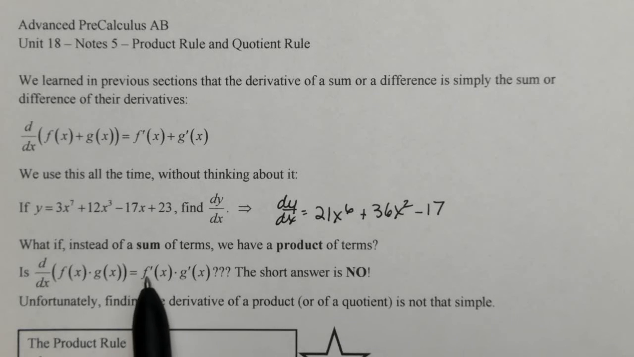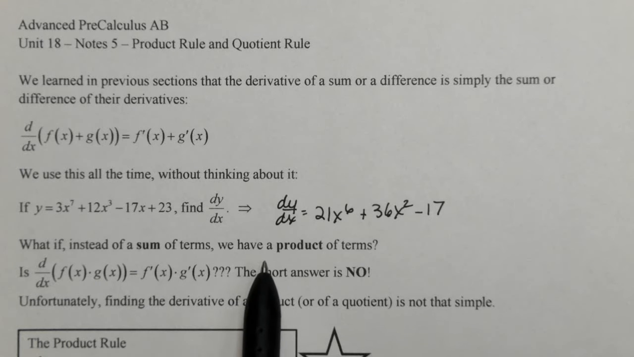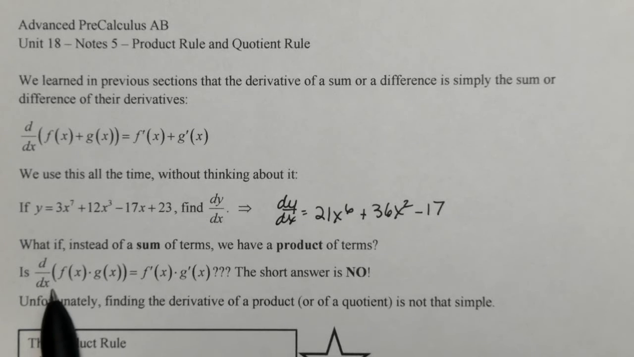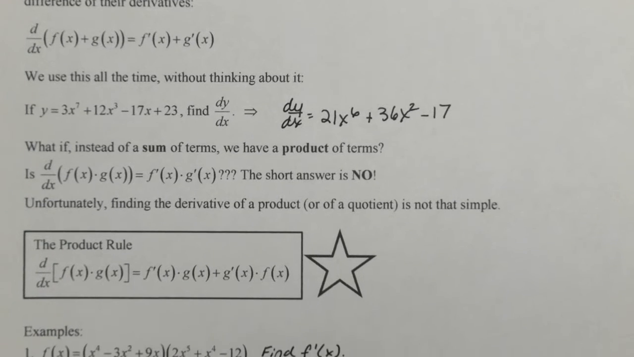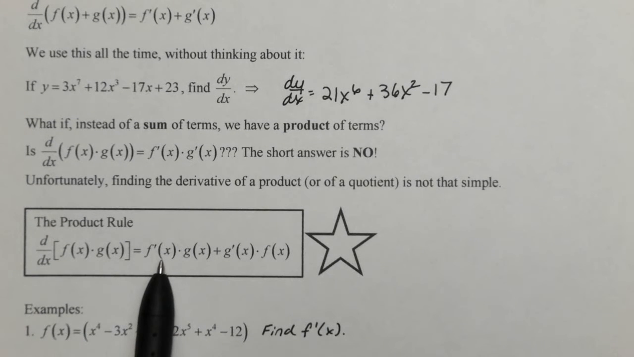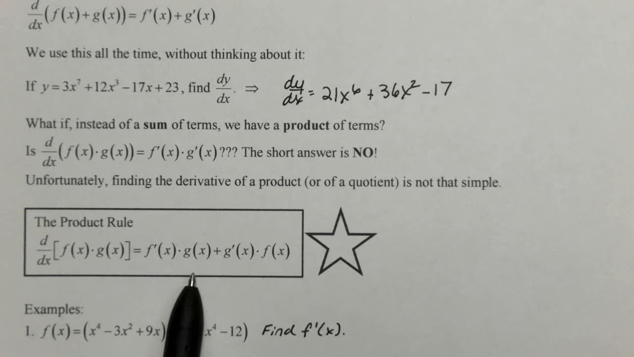What if, instead of a sum of terms, we have a product of terms? The question is, is the derivative of a product the product of the derivatives? And the short answer to that question is no. Unfortunately, the derivative of a product or a quotient is not that simple. Here is the product rule, and there is a proof of this product rule. It's rather lengthy, so I'm not going to show it to you, but it is widely available if you'd like to do a little search for it online.